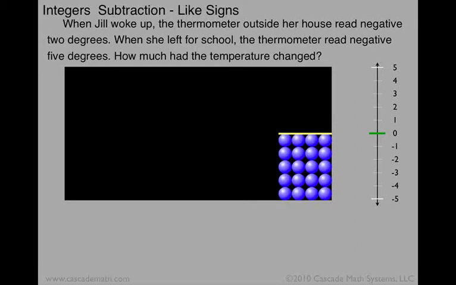Let's start by showing negative 2. Negative 1, negative 2. We cannot take away 5 negatives since we only have 2 negatives. Let's use what we know about 0 to help us solve this problem. Your teacher will now stop the program, and when he or she is ready, will restart it.